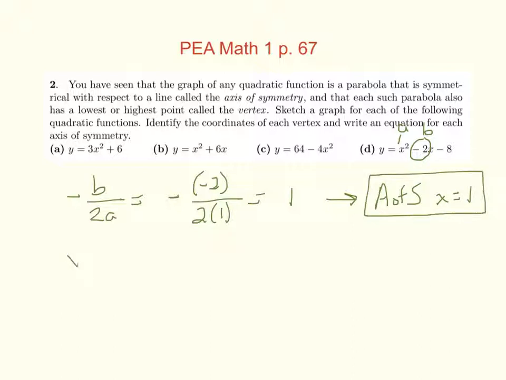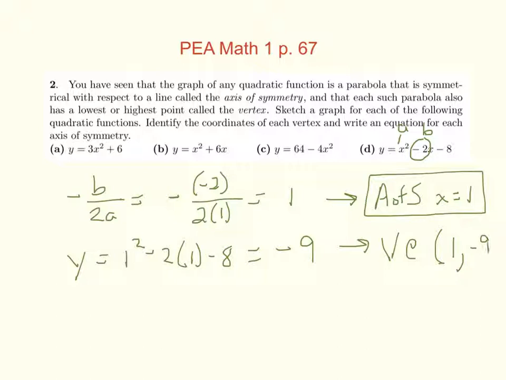Now we substitute that back in. Y equals 1 squared minus 2 times 1 minus 8, which is 1 minus 2, -1 minus 8 is -9. And again, you could use a calculator for that. So my vertex is at 1, comma, -9. Again, the axis of symmetry and the x-coordinate should be the same. Those right there should be the same.